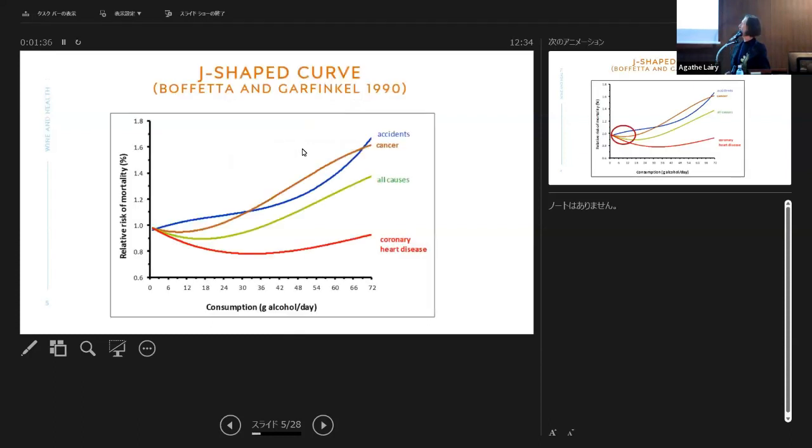So we've got the J-shaped curve. 1990 was the first classical curve, but we can go back to Arthur Klatsky in 1964. Now, I'm very sorry to say that Arthur died at the age of 93 on the 30th of April this year. But his work was seminal with respect to cardiovascular disease and alcohol consumption and the J-shaped curve.